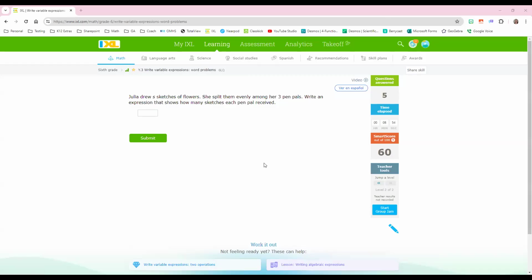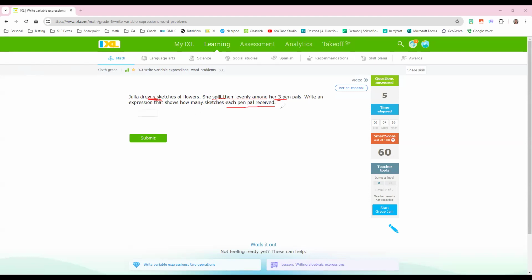All right. Julia drew S sketches of flowers. She split them evenly among her three pen pals. Write an expression that shows how many sketches each pen pal received. I didn't plan this, but this is a perfect problem to come next. Because if we look at this one, we see that this is the total number of sketches she drew, S, and then it tells us she split them evenly among her pen pals. And we then want to know how many each person received.